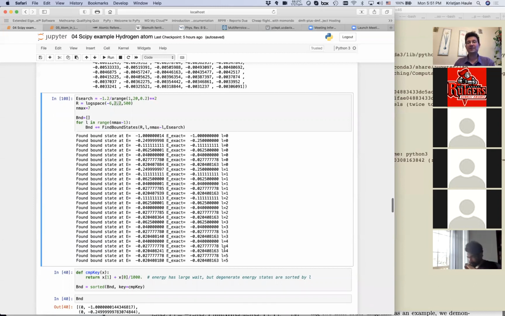And now, what do we need to do to solve the problem of a general hydrogenic-like atom?